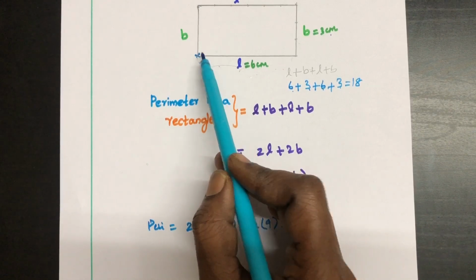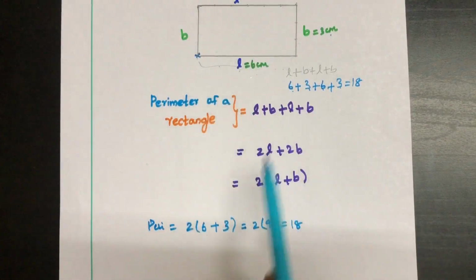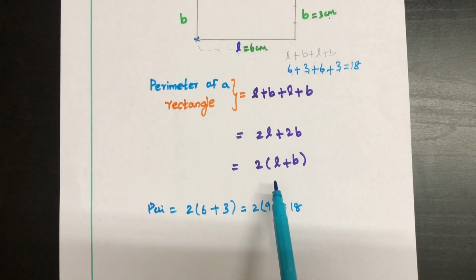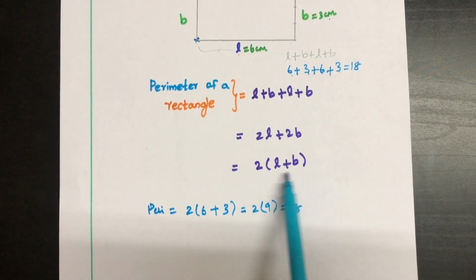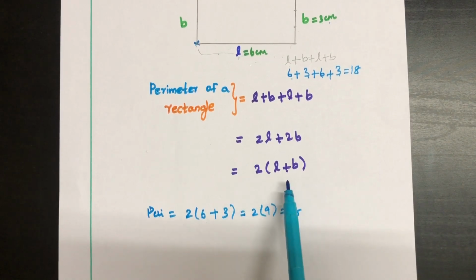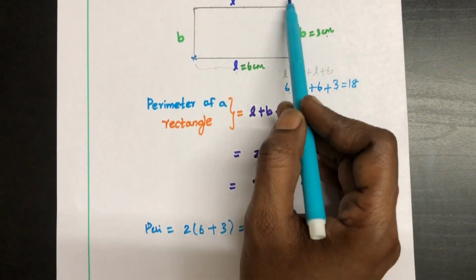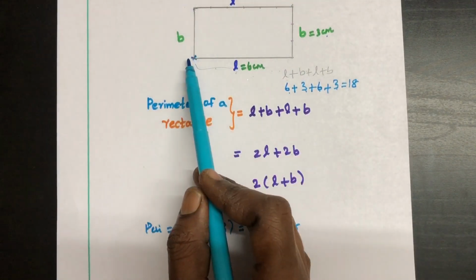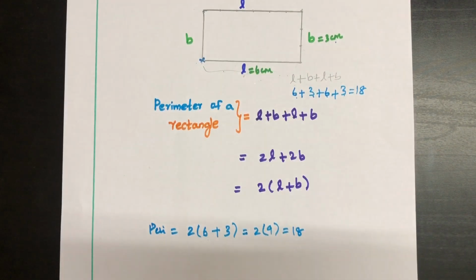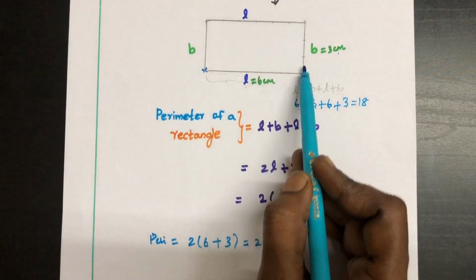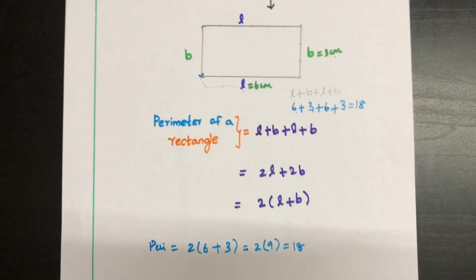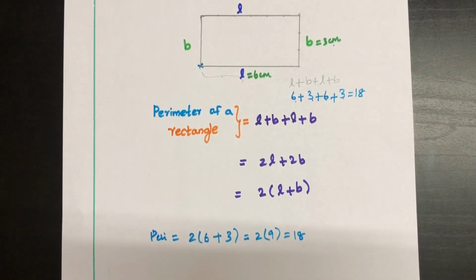For the rectangle, instead of doing like this, if the rectangle is big, we can just apply this formula: 2 into (L plus B). Just keep it in mind. It is very easy. We are just adding all the sides. That's all. Just adding the sides gives us perimeter of any shape. Here, just adding all the 4 sides of the rectangle gives us perimeter of a rectangle. So, perimeter of a rectangle formula is 2 into (L plus B).